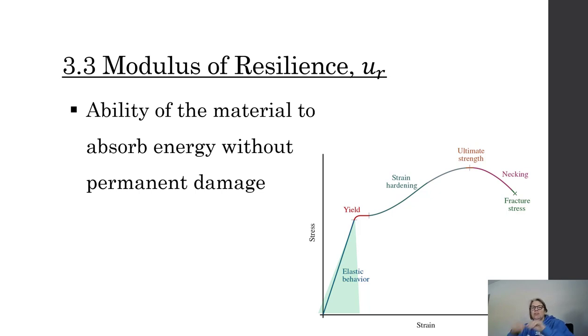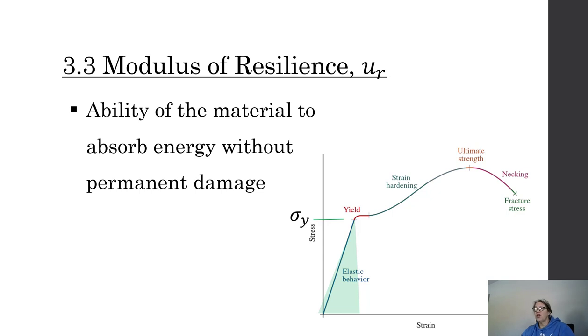I think of a rubber band as resilient. This rubber band, oh, I just broke it. Eek, forget that I broke it. It's resilient. Stretch, stretch, stretch, back to normal. Look how resilient we are. Okay, so the modulus of resilience is that area underneath the stress-strain curve in the elastic region.